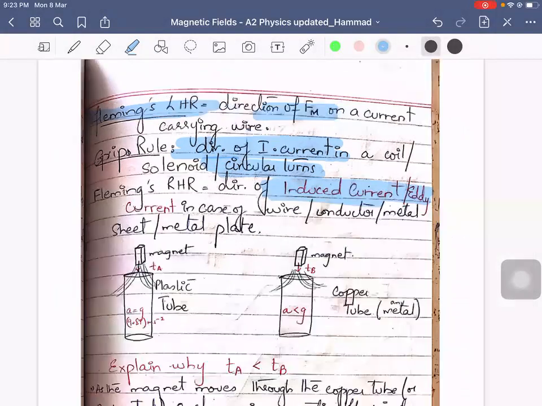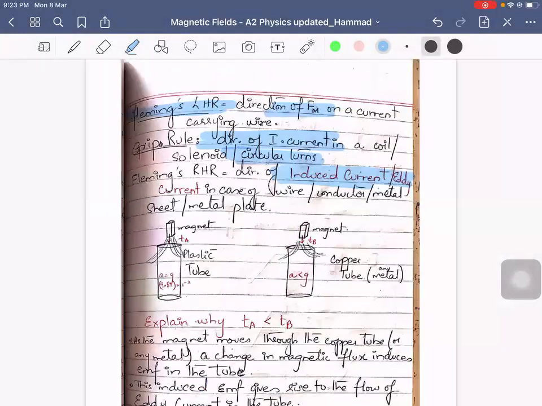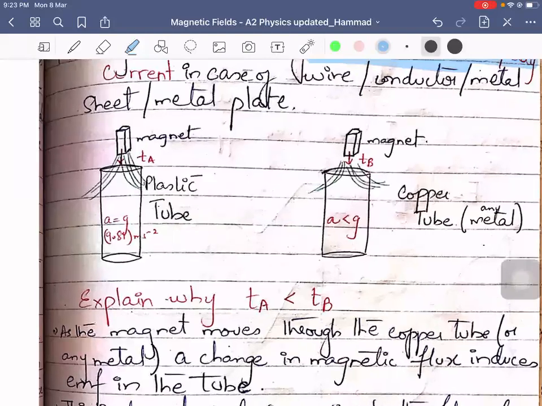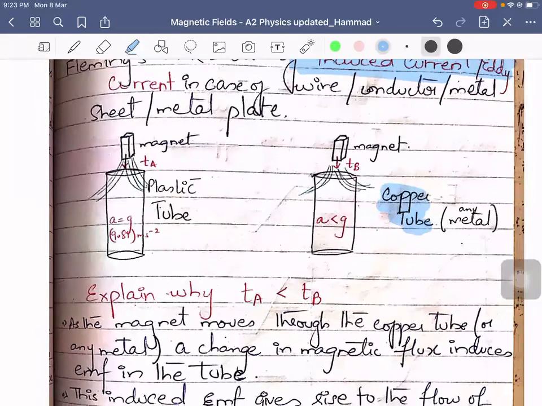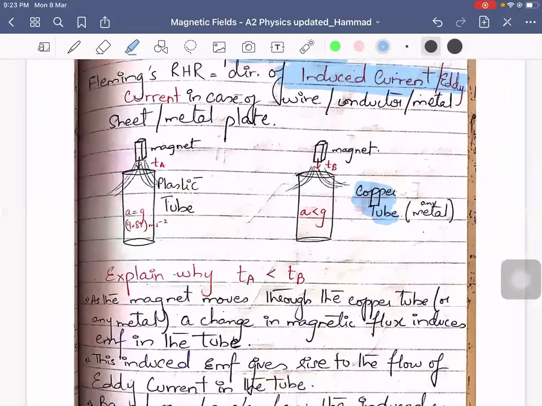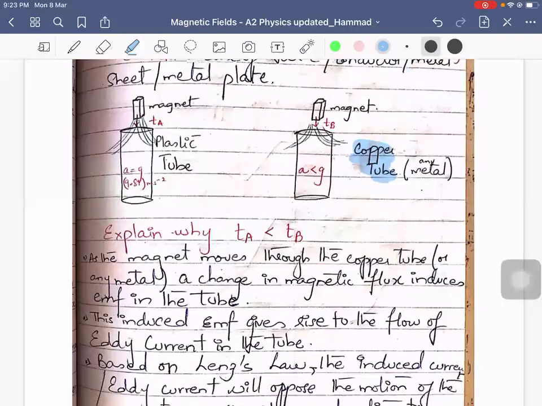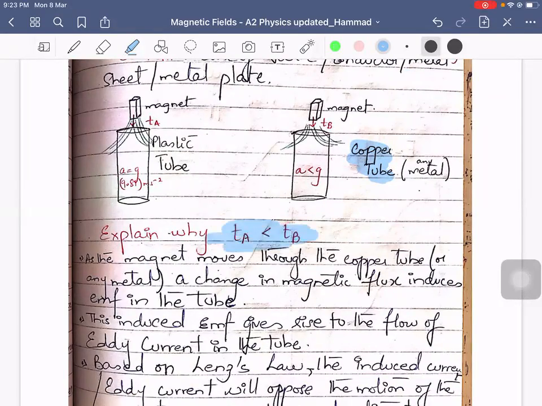Let's say I have a magnet, right? And there's a plastic tube. There's another magnet on the right hand side with a copper tube, or could be any metal as a matter of fact, right? If I were to, they're asking you to explain why the time of falling of B is greater as compared to the time of falling of A.